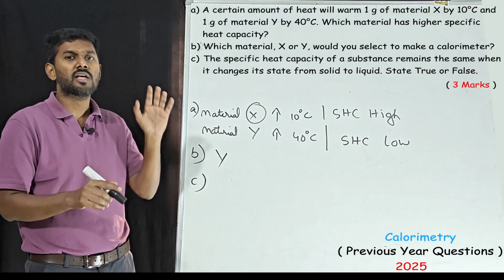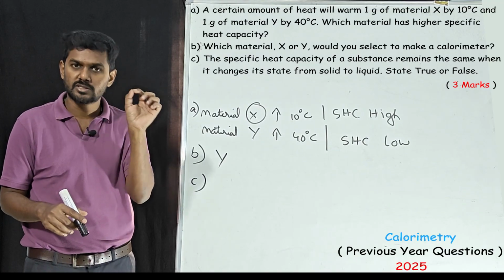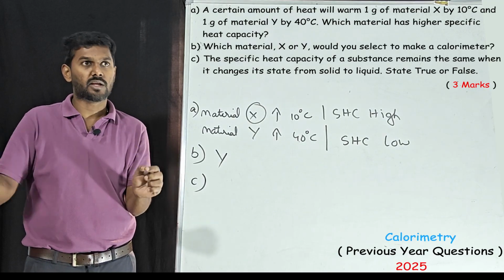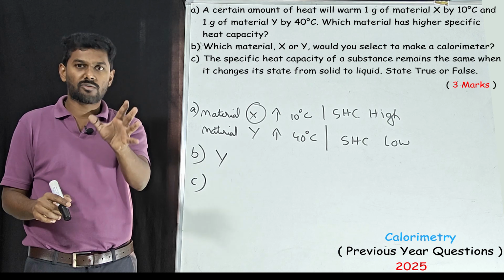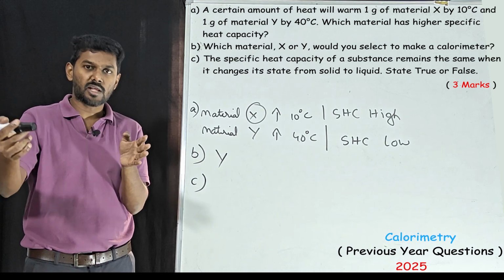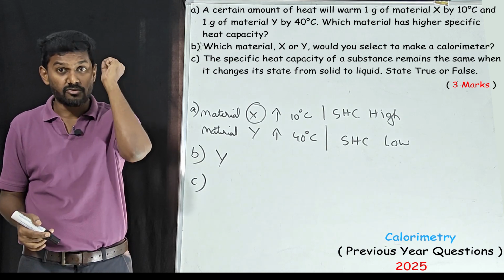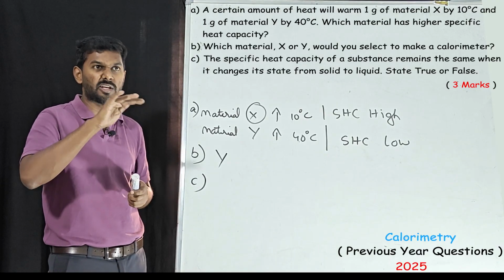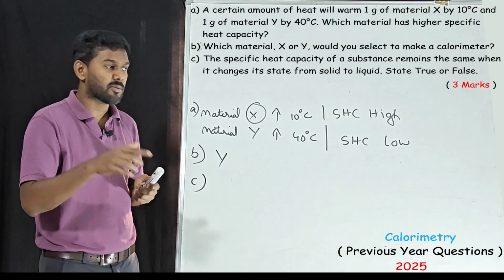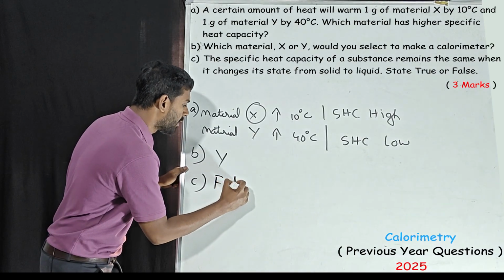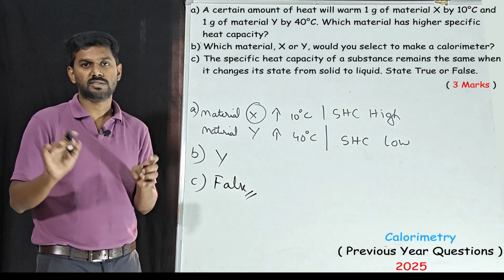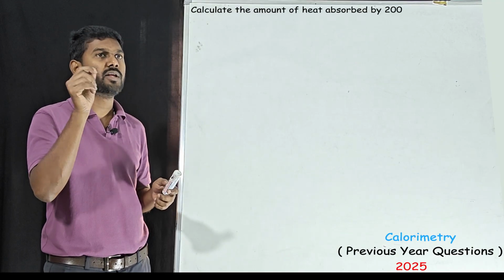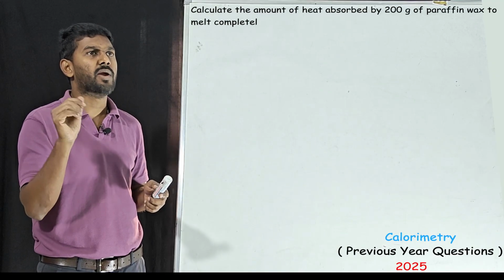We have learned that specific heat capacity will not remain constant when there is a change in phase or change in state of matter. So it is clearly mentioned solid to liquid, that is change of state of matter. So specific heat capacity will definitely change. In the question it is mentioned that it will remain same, so this is false. That's it.